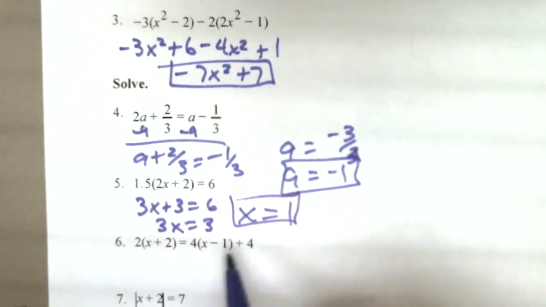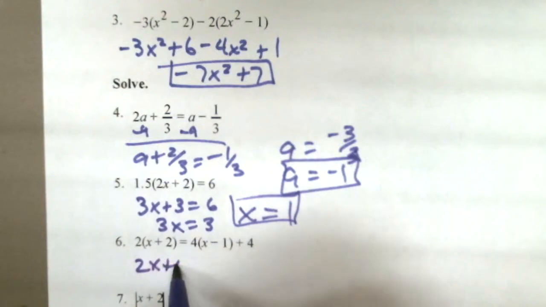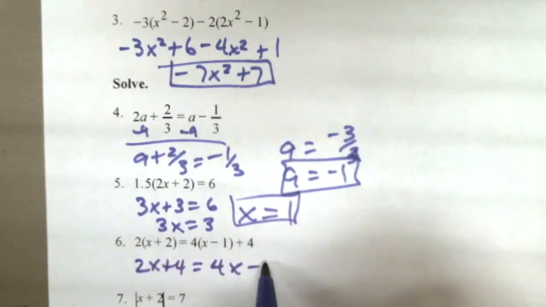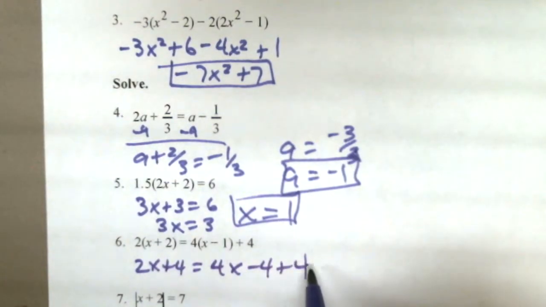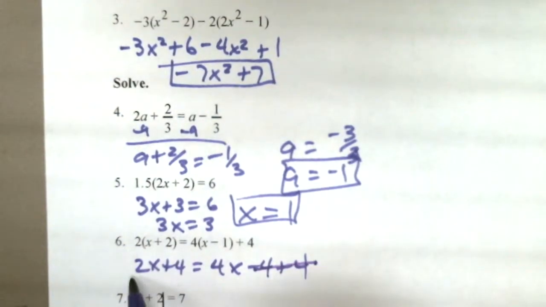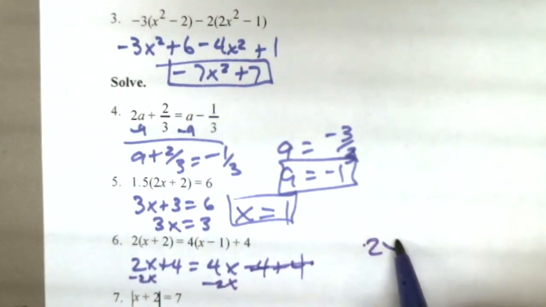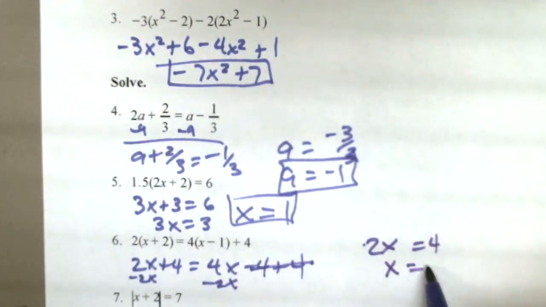Question number 6, let's distribute first. 2x plus 4 equals 4x minus 4 plus 4. The plus 4 and minus 4 on this side, they go away. Subtracting 2x from both sides leaves me with 2x equals 4, so x must be equal to 2.